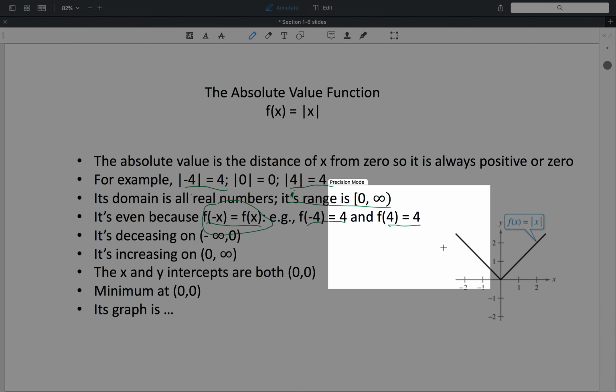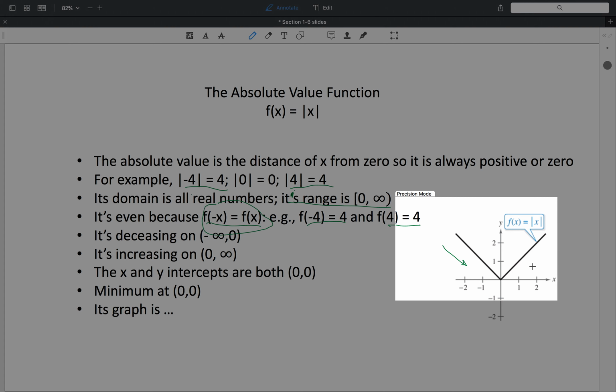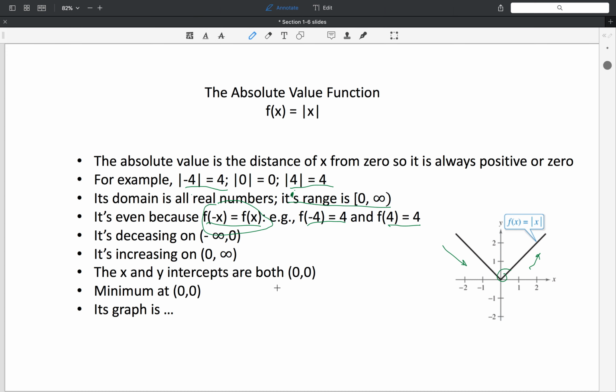It's decreasing over here. The graph is going down, and then over here the graph just goes up. You can tell that. And then right here, that's a minimum, 0, 0, and the x and y intercepts are both 0, 0. And that's what the graph looks like.